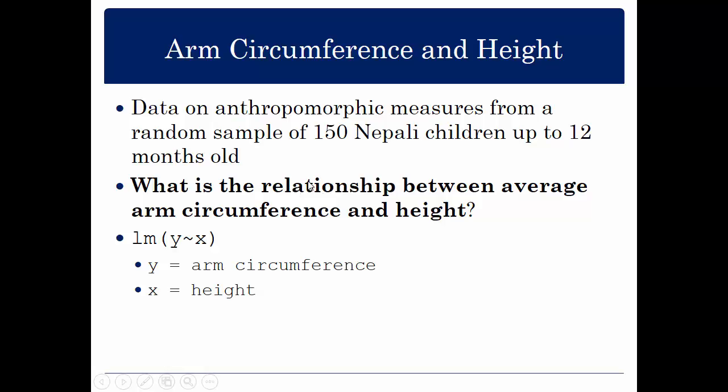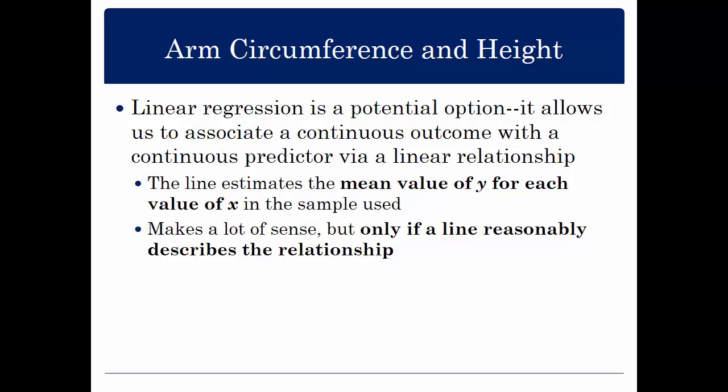Here's a simple example on anthropometric measures from a random sample of children, 150 children, up to 12 months old. And we want to know what's the relationship between the average arm circumference and height in these children. The way that this would be implemented in R is using, again, that lm. I'm going to generate some fake data for this example, and then I'll show you in some graphs some of the ways that we can describe relationships.